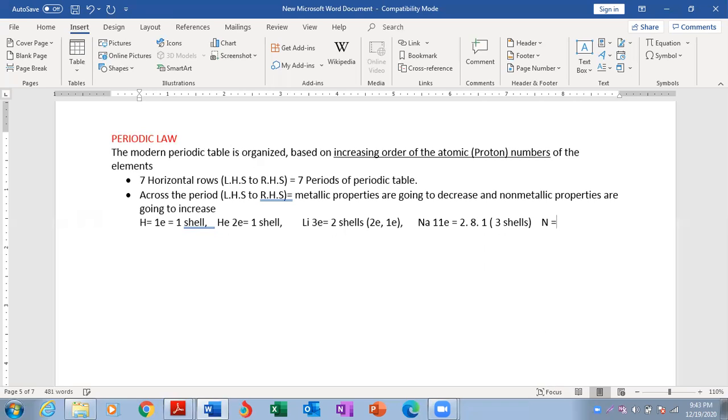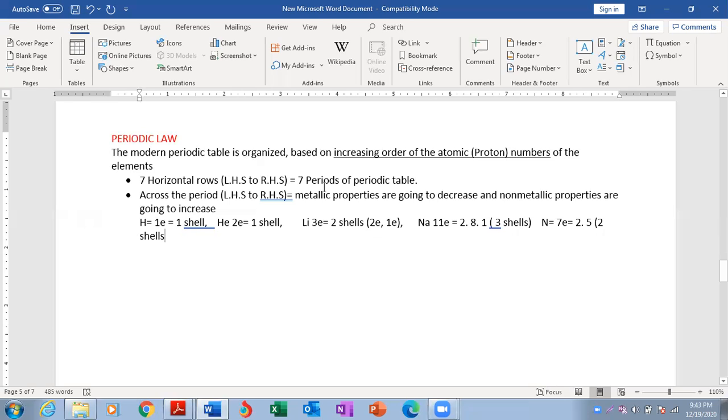So I'm just going to highlight one more thing, that is nitrogen. Nitrogen atom keeps how many electrons? Seven electrons. Now organize these electrons. The first shell keeps two electrons, the second one keeps five electrons. So how many shells are there? Two shells. That's good.